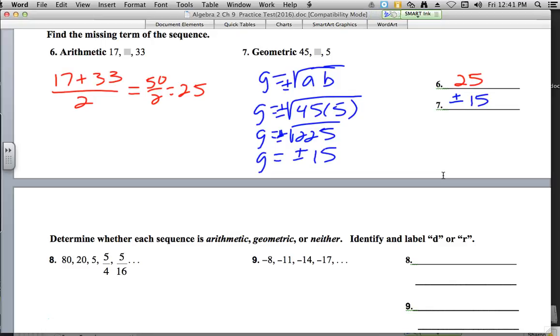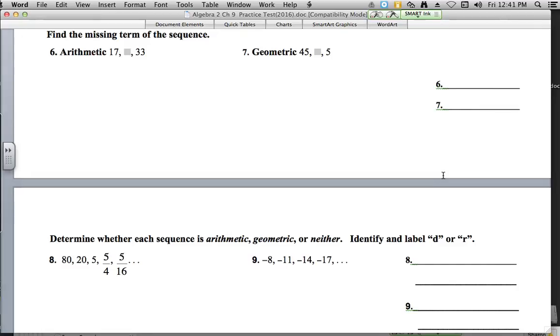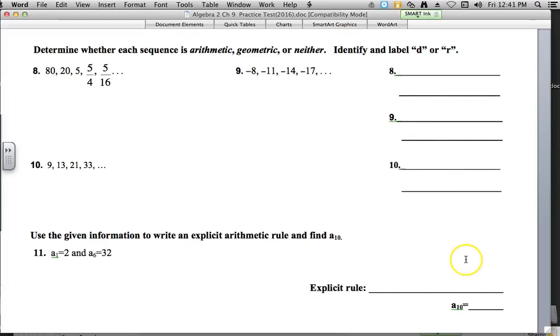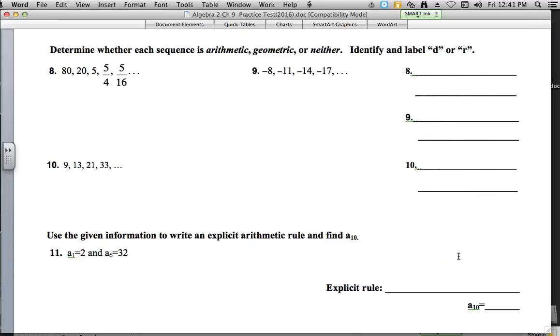So we go with the information that we have. I'll go ahead and erase that, scroll up. And then you can pause the video and try a couple more of these. Go ahead and give 8, 9, and 10 a try. All right, these say determine whether each sequence is arithmetic, geometric, or neither. Identify and label whether or not you have D or R.